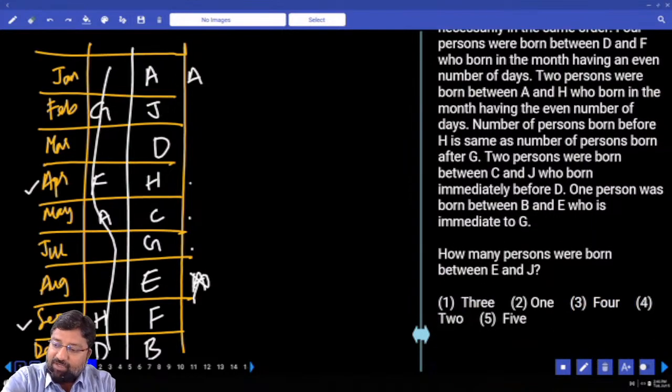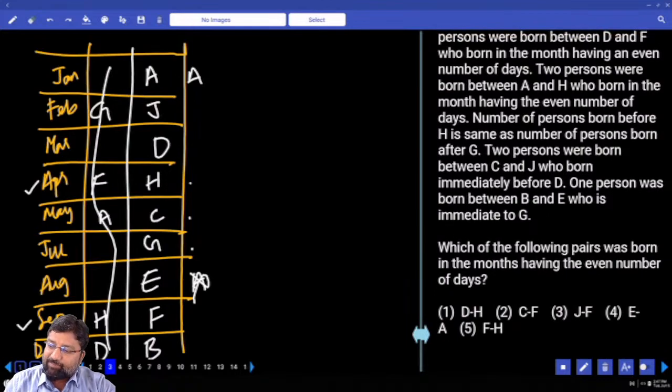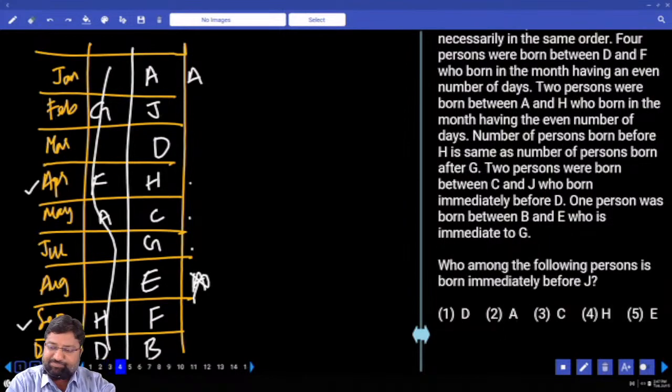What is the first one? How many persons were born between E and J? How many do you see between E and J? 1, 2, 3, 4 persons. Second question. Who among the following persons was born in May month? Who was born in May? C. Which of the following pairs was born in the month having even number of days? Even number of days, it is H and F. Fifth option, F and H.